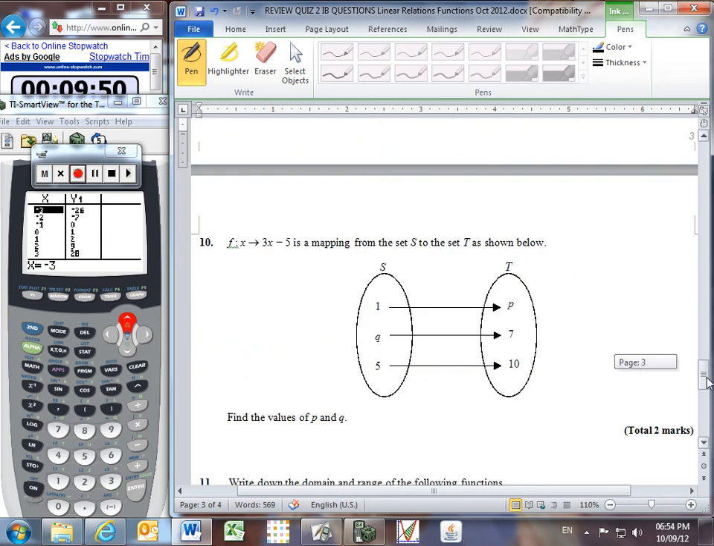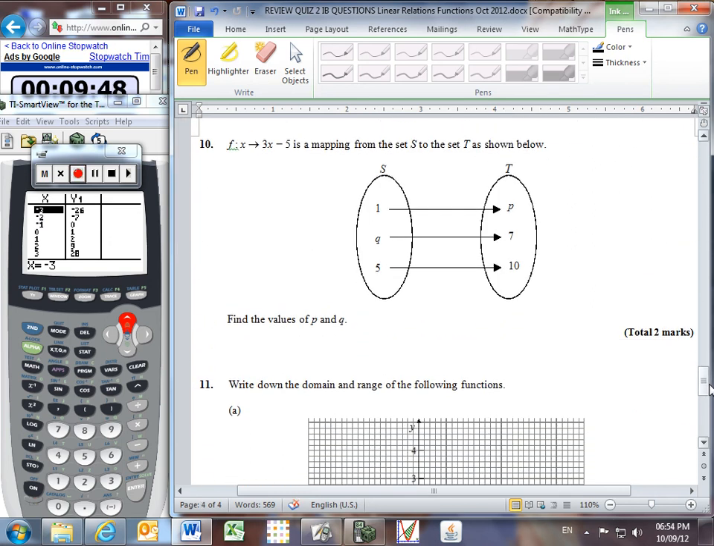Number 10. So our function 3x minus 5 describes a mapping from our domain elements over to our range elements. We need to find the values of p and q.